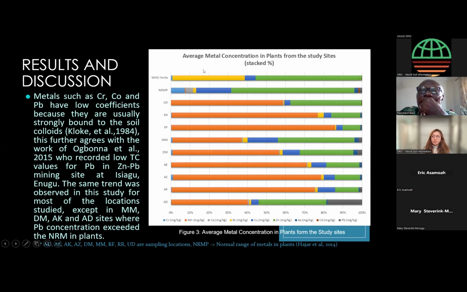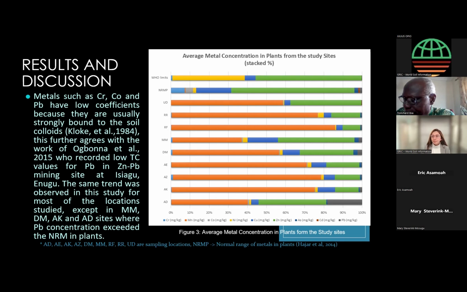These values were compared with the WHO limits and the normal range of metals in plants as documented by Hajar et al. 2014. From this table, we see that mostly the manganese, which is the orange part, the copper, and zinc concentrations, the average manganese, copper, and zinc concentrations for all the plants exceeded the WHO limits and the normal range of metals in plants.